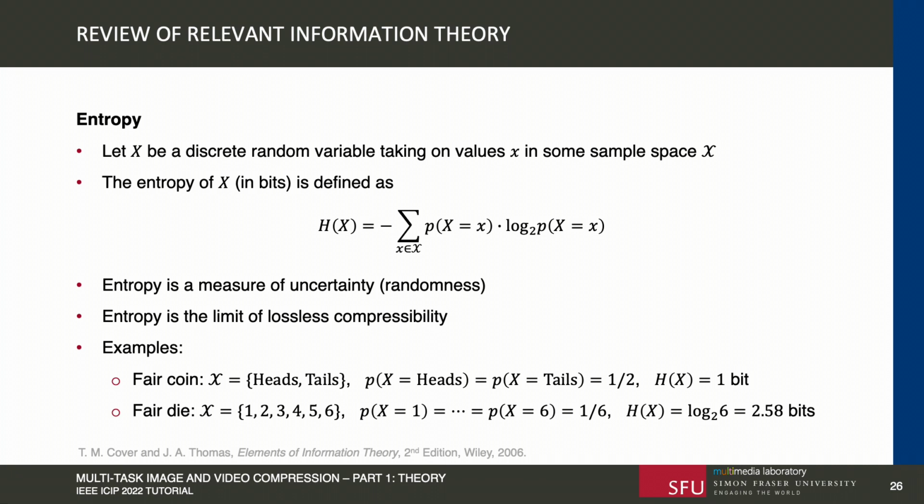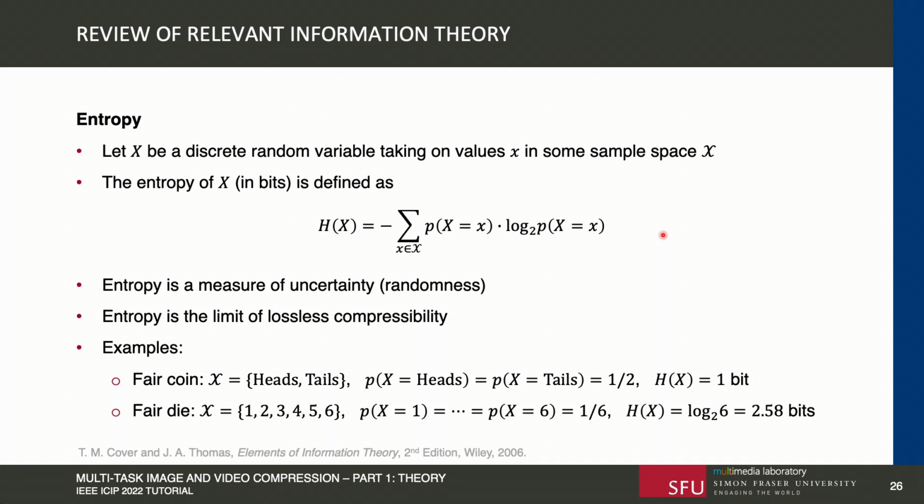The first of those concepts is entropy. So if X is a discrete random variable taking on values in some sample space, then the entropy of X in bits is defined as the sum over all possible outcomes of the probability of the outcome times log to the base 2 of the probability of the outcome, with a minus sign in front of the sum. So entropy is a measure of uncertainty or randomness within the random variable.